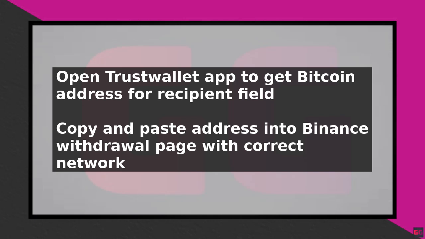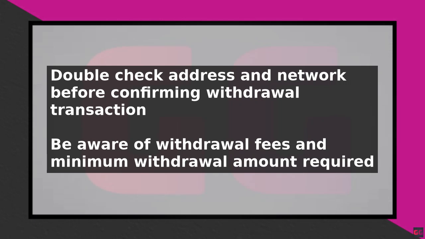Before you confirm the withdrawal, double check that the address is correct and the network is BTC. Also, be aware of the withdrawal fees and the minimum withdrawal amount. Once you confirm the withdrawal, it will be processed and the Bitcoin will be transferred to your Trustwallet account.